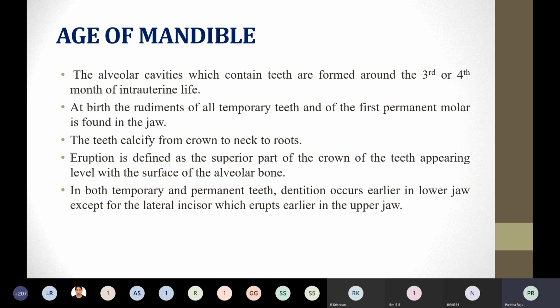So the next is, what do you mean by eruption? Most of you have confusion about this. Eruption is defined as the superior part of the crown of the tooth appearing level with the surface of the alveolar bone. Whenever you see the tooth at the level of the alveolar bone, whenever you are able to see the tooth, that means there is eruption.